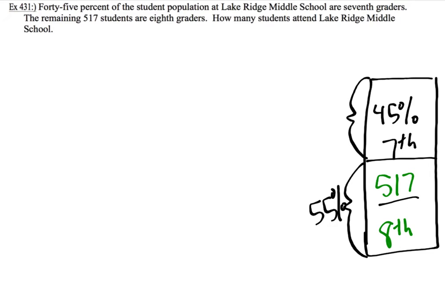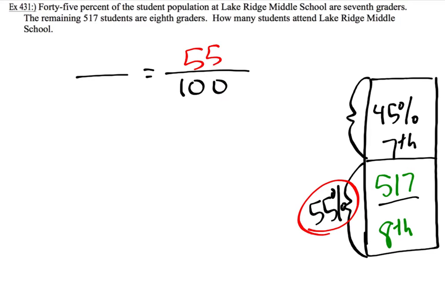That gives us everything we need to know to set up a percent proportion. First off, 55% of the school are 8th graders. And that part of the school is 517. The whole school we don't know. That's what we're trying to figure out. So this is writing the equation based on the 8th graders, because we know the number of 8th graders and we know the percent of 8th graders. We can proportional reason our way to finding the number of students total.